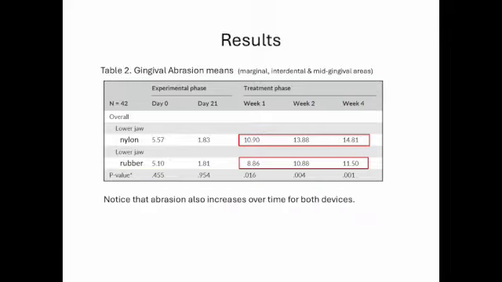If you notice, the abrasion goes up every single time, but they're not studying that. So they didn't do any test. Is that a variation or fluctuation that you would expect just by chance, or is there a statistically significant increase in abrasion over time? We'll never know.